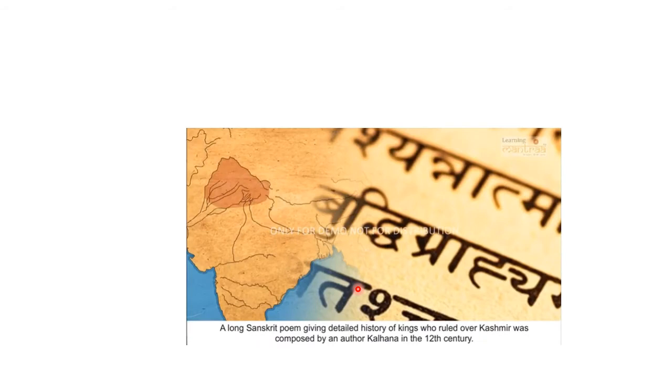Children, there was another Prashastri written, a long Sanskrit poem by an author called Kalhana, and he wrote about the history of the kings who ruled over Kashmir in the 12th century. As it is written here, a long poem giving a detailed history of the kings who ruled over Kashmir. It was composed by a poet called Kalhana in the 12th century. This is another Prashastri written about the kings of Kashmir.